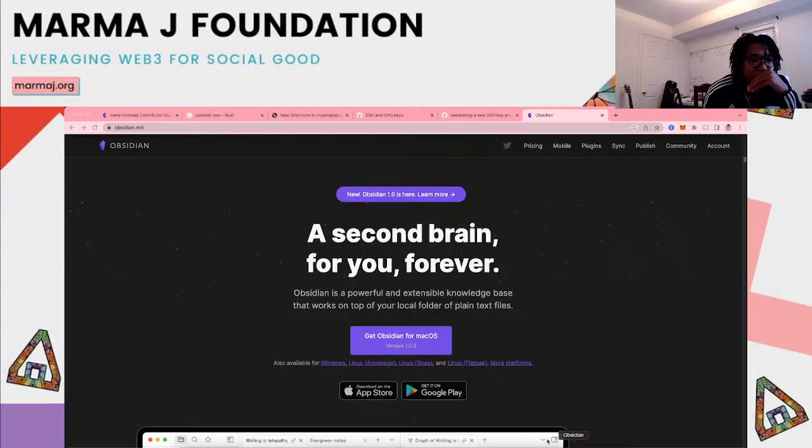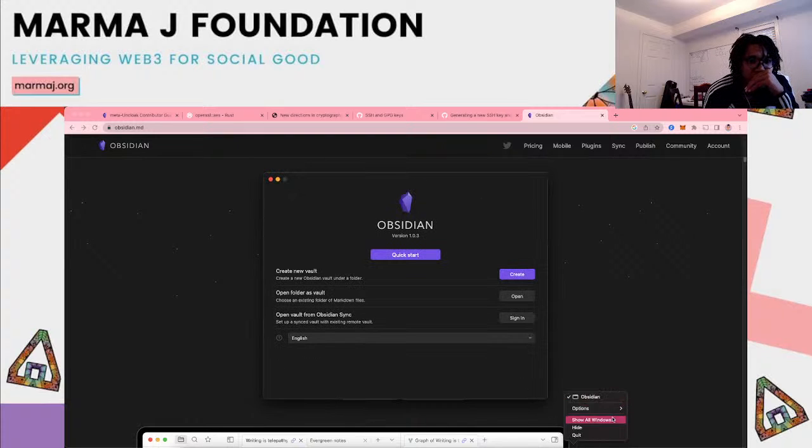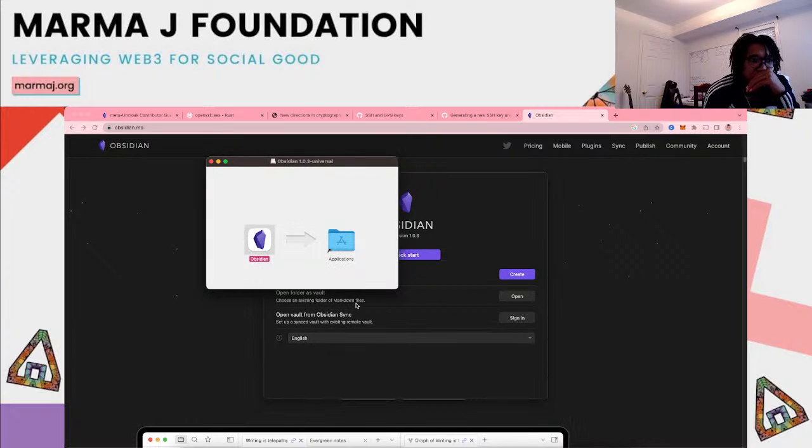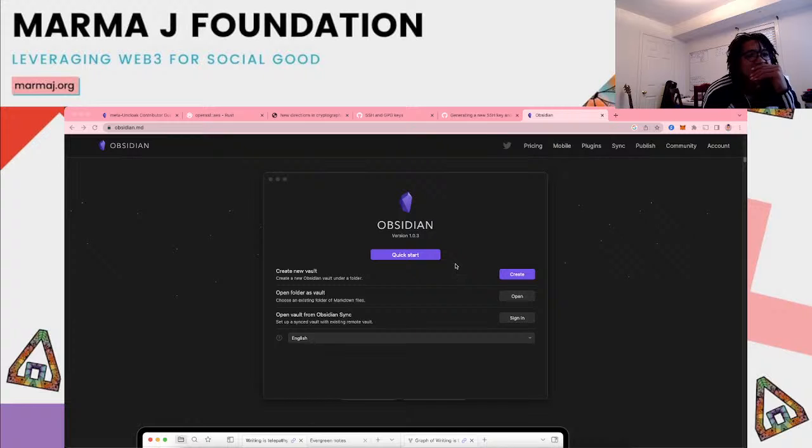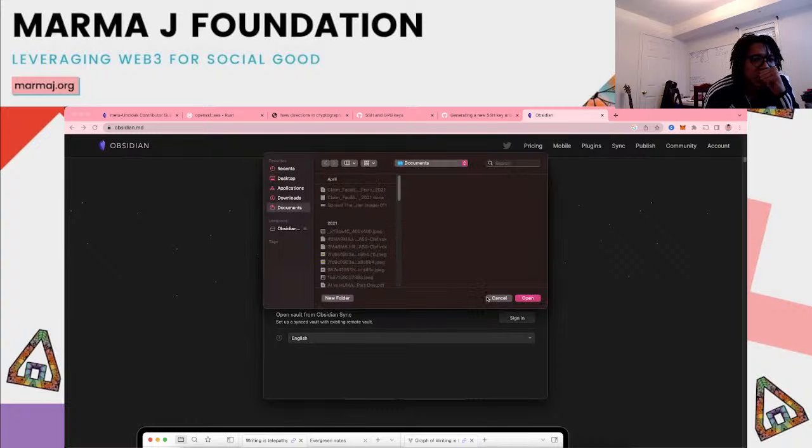Yeah, I want to open it. 100% chance. Show in Finder too. Oh no, it already did that. Create new vault. Open folder as vault. The folder is going to be... Where are you?